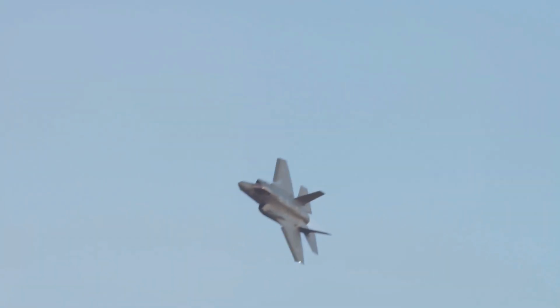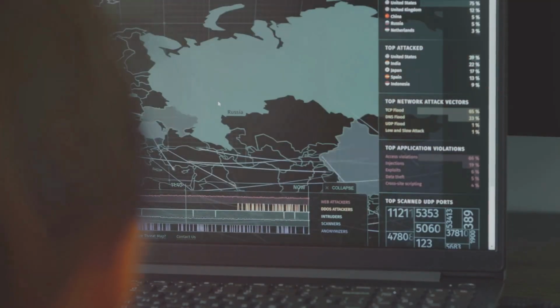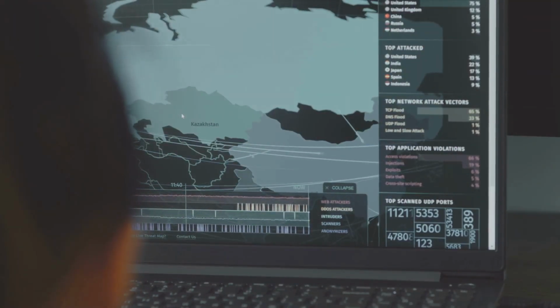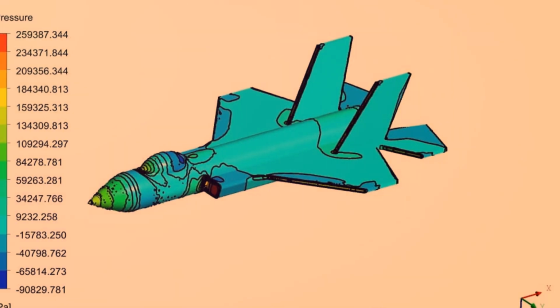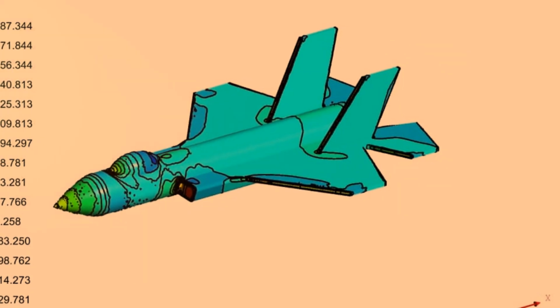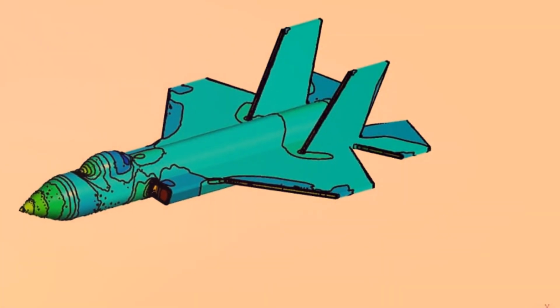Section 5. Visualizing the invisible: pressure, velocity, and drag force analysis. One of the key advantages of CFD is its ability to visualize airflow patterns. CFD simulations generate detailed maps of pressure, velocity, and other flow variables. These visualizations provide engineers with a deep understanding of how air interacts with the aircraft.